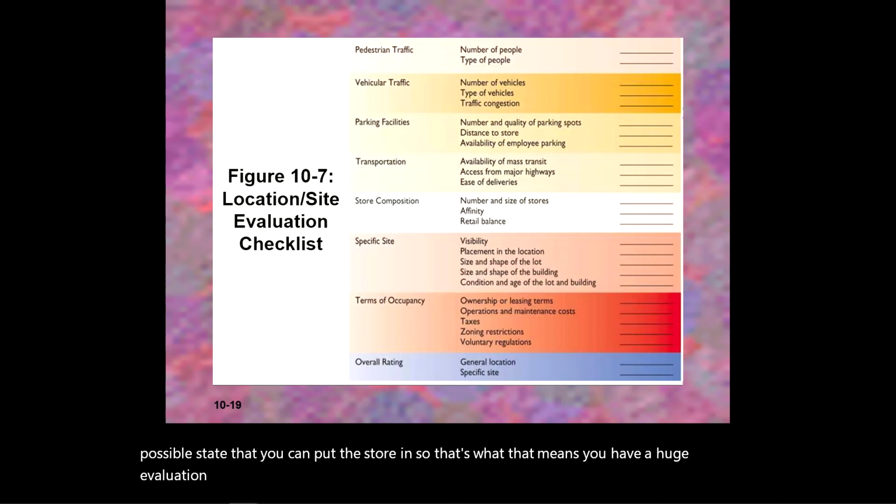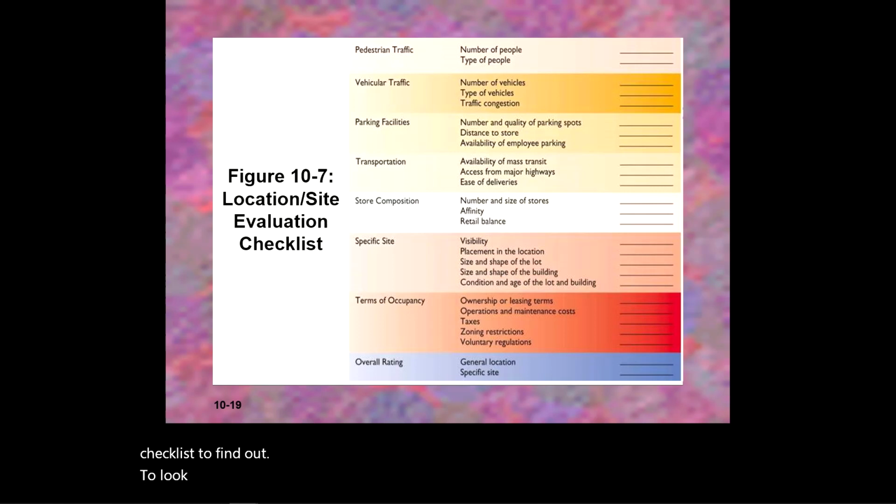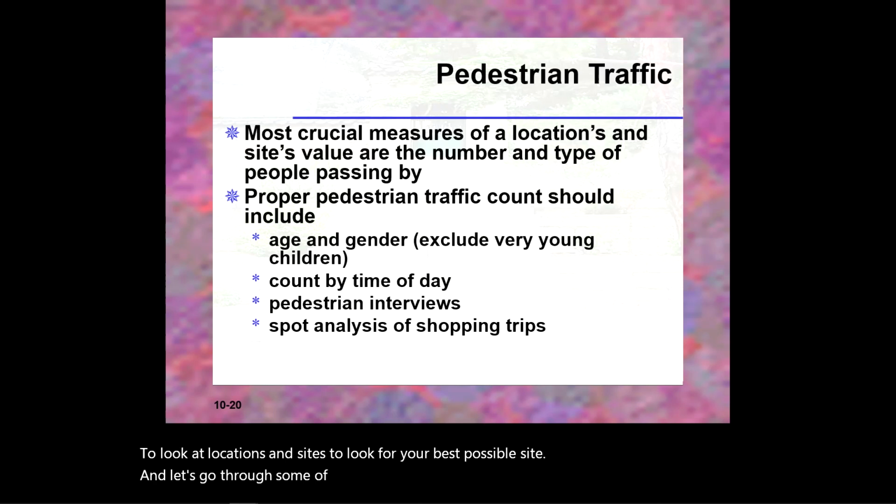So that's what that means. And you have a huge evaluation. A lot of you look at pedestrian traffic, and you look at vehicular traffic, parking, transportation, what kind of stores, specific sites, terms of your occupancy, and overall rating. This is a checklist to look at locations and sites to find your best possible site. And let's go through some of them.